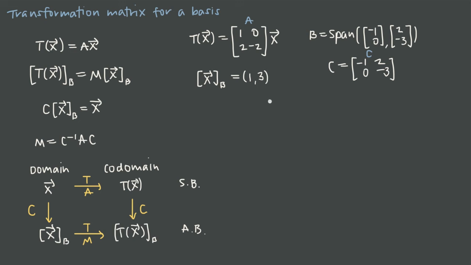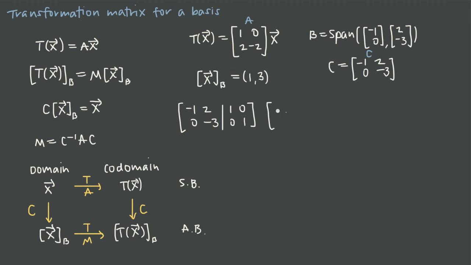So in order to find that, we'll first need to find C inverse. So C inverse we'll get by augmenting the matrix with the identity matrix. So -1, 2, 0, -3. We'll augment with 1, 0, 0, 1. And then we need to put this into reduced row echelon form.